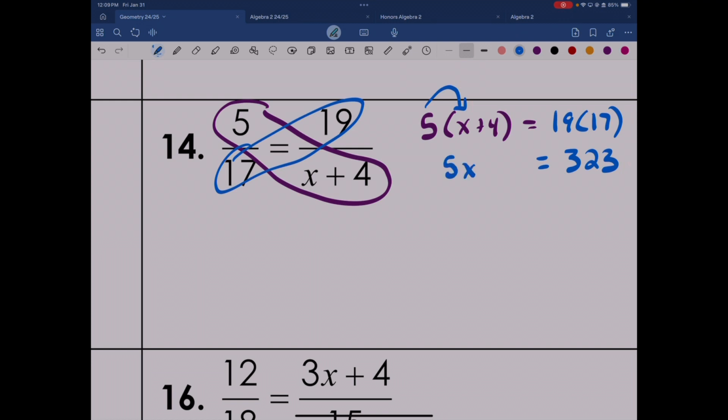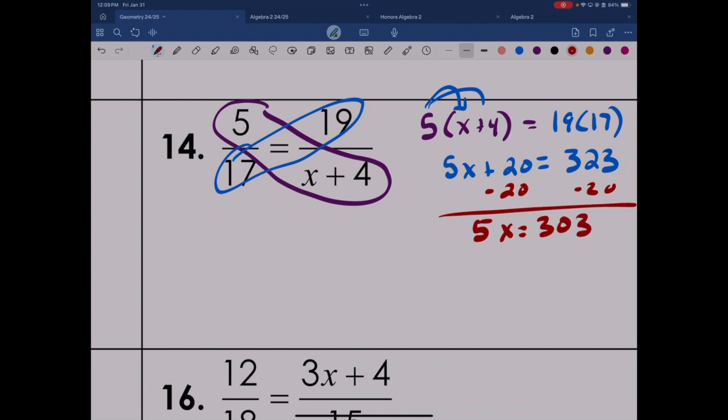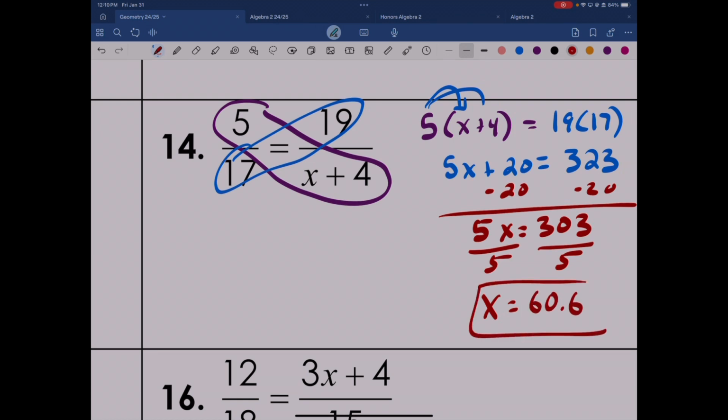Okay, so that's 323. We have to distribute the 5. So that's 5x plus 20. We get rid of addition. We got to isolate our variable. So subtract 20. That one I can do. 5x equals 303. 323 minus 20 is 303. Divide by 5. Can't do this one. Hey Siri, what's 303 divided by 5? 303 divided by 5 is 60.6. And there's our solution for x. Okay. Any questions with that one?